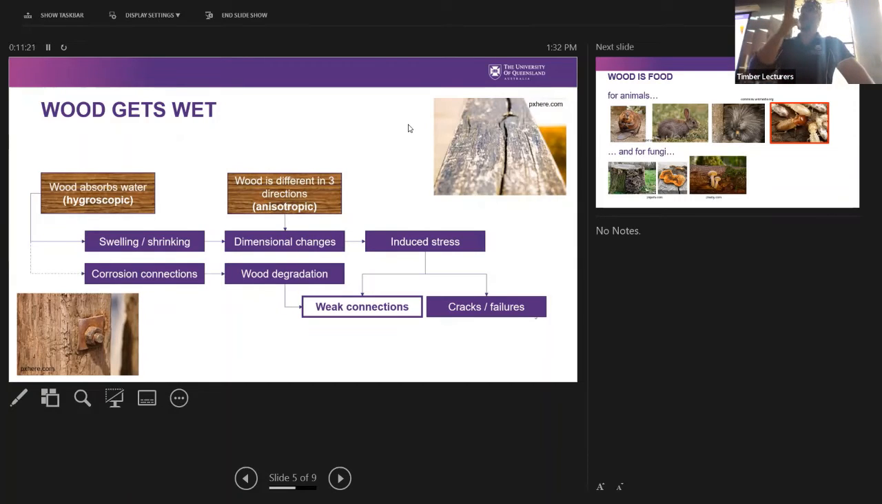We are running several projects where actually Martin is doing one where we are studying how the impact of moisture content affects the nail connections.